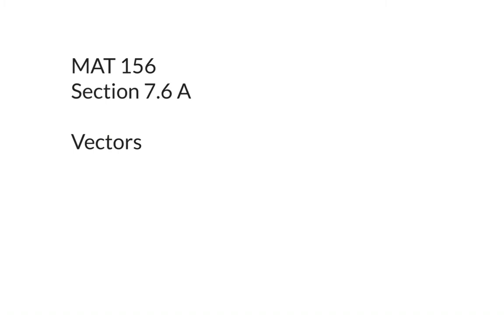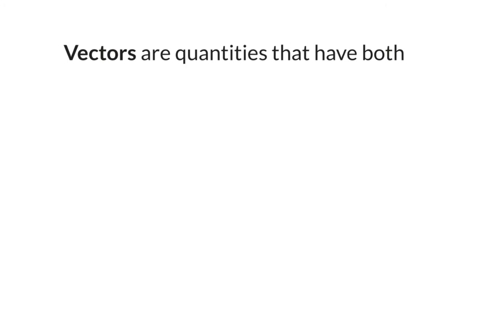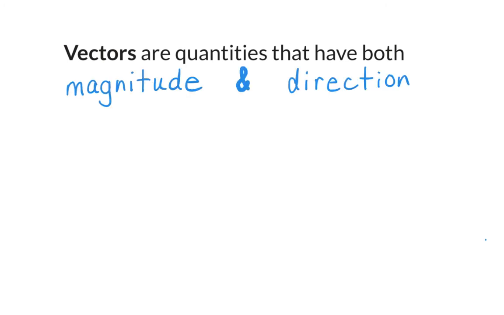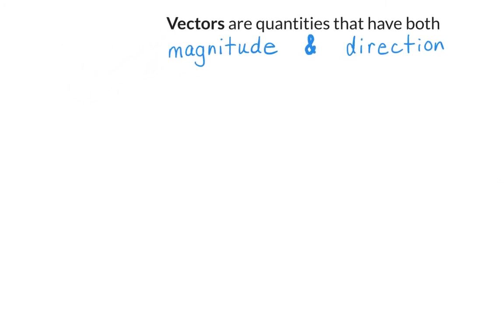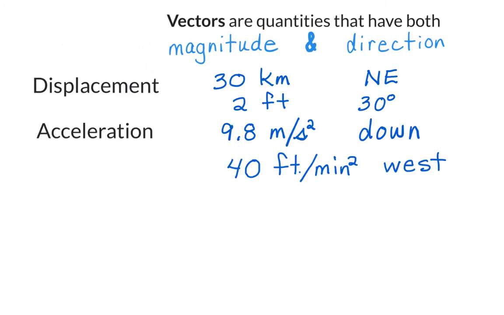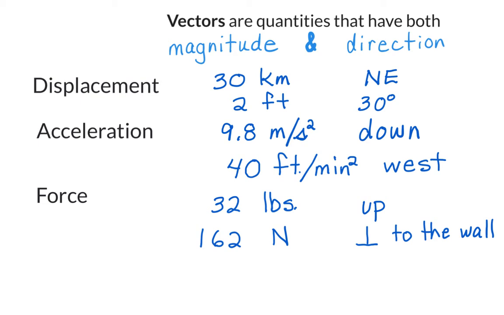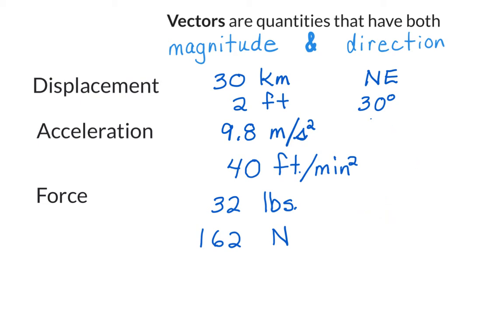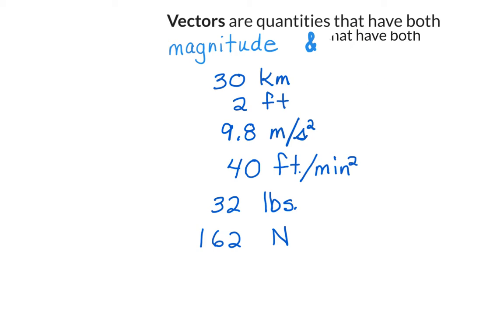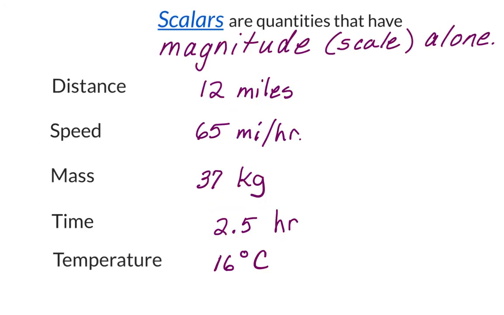This will be the first of a series of videos on vectors, so let me start with an introduction. Vectors are quantities that have both magnitude and direction. Types of vectors include displacement, acceleration, and forces, to name a few. By the way, quantities that do not have direction and only have magnitude or scale are known as scalars. Here are some examples.